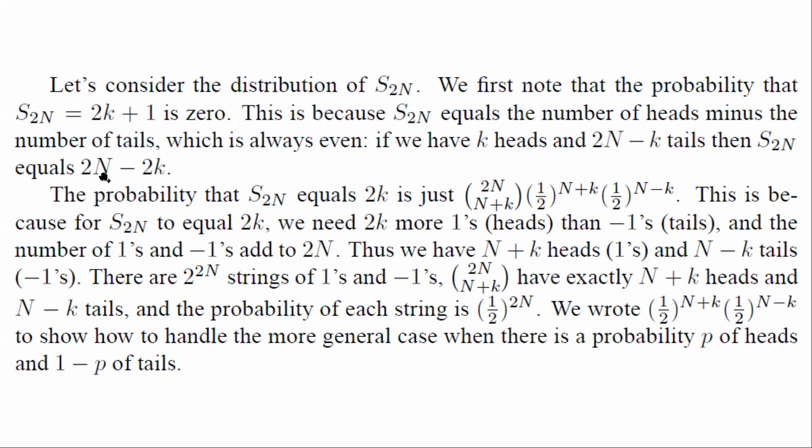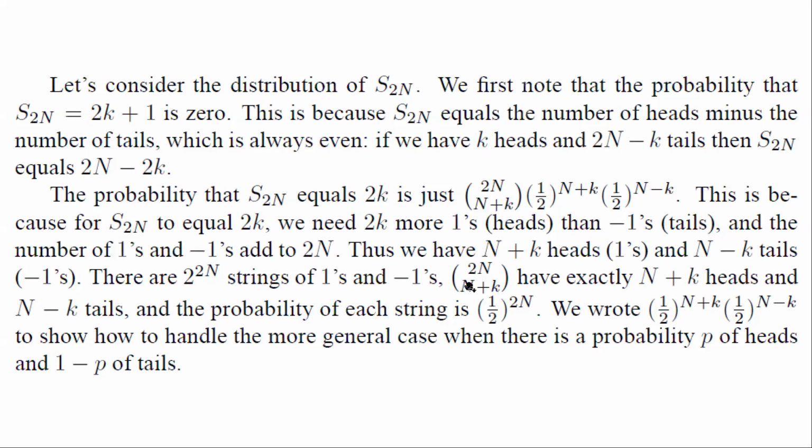So if we have exactly k heads, we have 2n minus k tails. So then S2n would be 2n minus 2k. I don't want to look at 2n minus 2k. So instead I'll say, what if I have 2k as my excess of heads over tails? Well, if I want 2k as my excess, I would have to have n plus k heads and n minus k tails. How many ways can I have n plus k heads and n minus k tails? I have 2n tosses. I have to choose n plus k of them to be heads. So I have 2n choose n plus k, 1/2 to the n plus k, 1/2 to the n minus k. Oh, that's not so bad. That's just going to be 1/2 to the 2n.